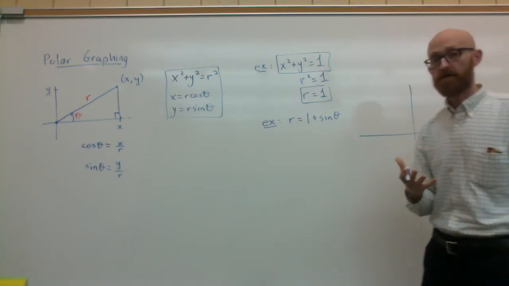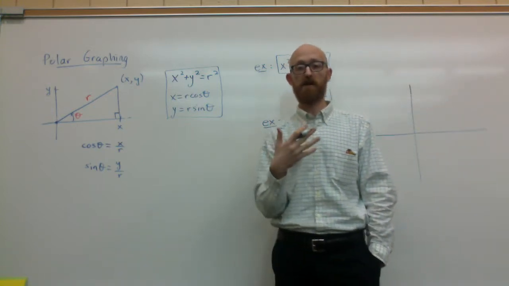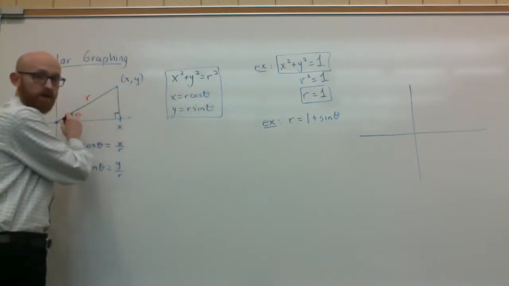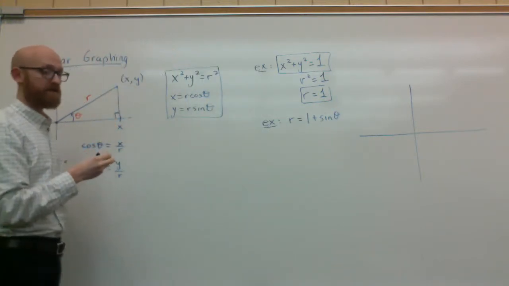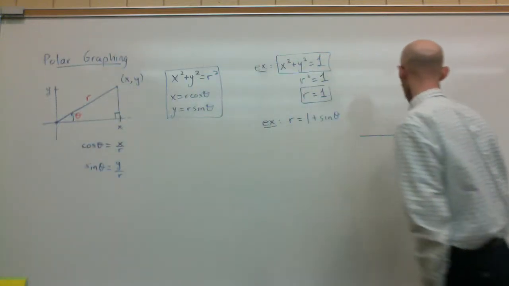In order to graph these, we need something called polar paper, or some sort of means of graphing the polar in a little bit easier fashion. And see, in the rectangular, that's why we use graph paper, because it has a little grid built on it. Well, polar paper kind of looks like this.